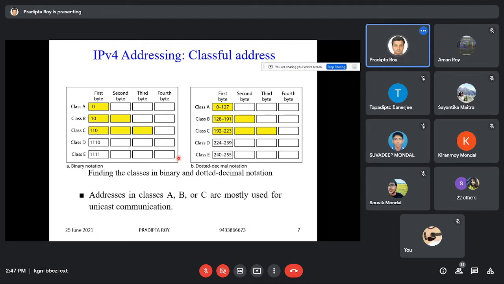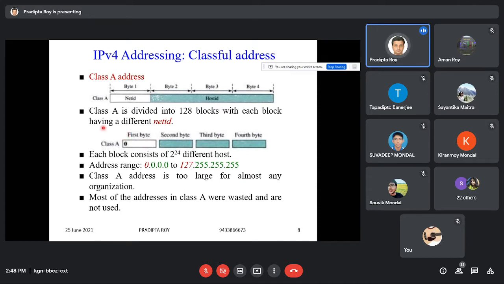Normally, class A, B, and C are commonly used for unicast communication in the network. Class E address is never used because it is reserved for future utilization, and class D address is used for a different purpose. It is basically used for multicast addresses.